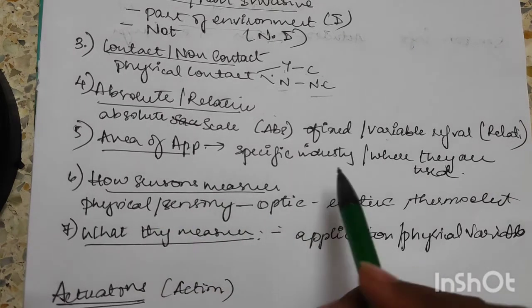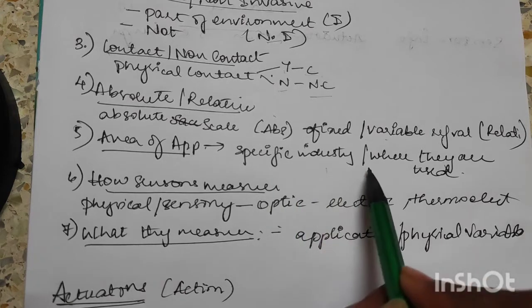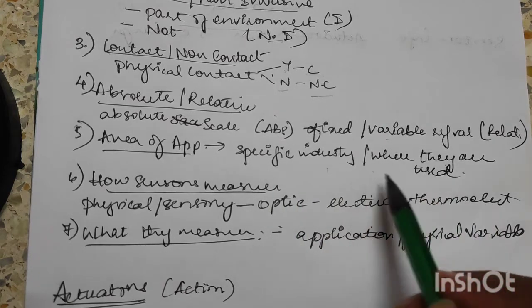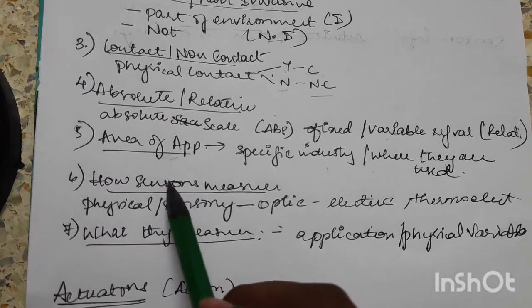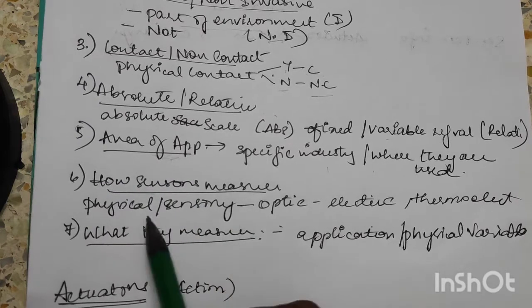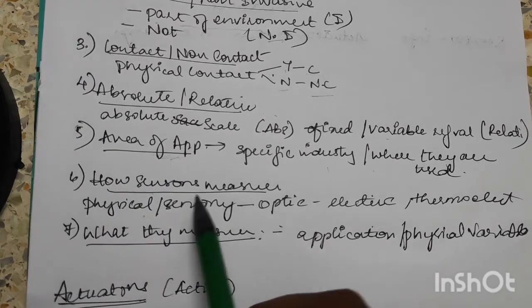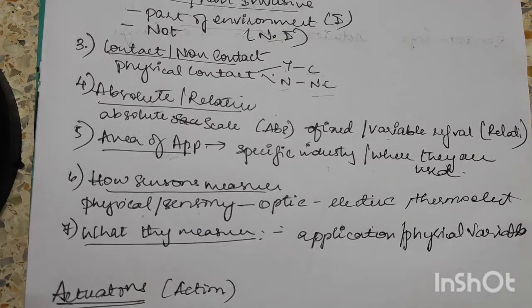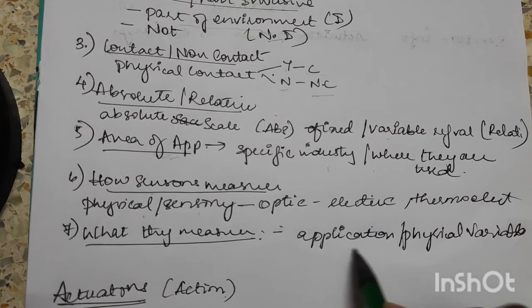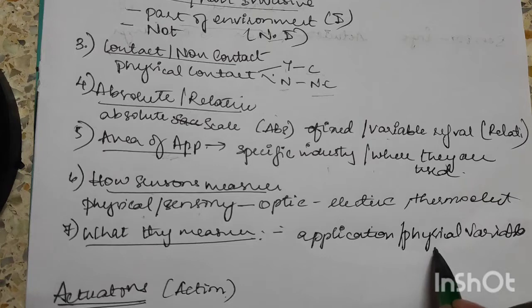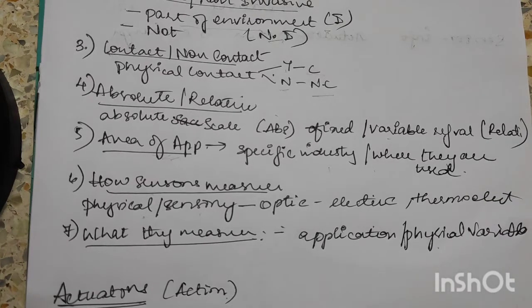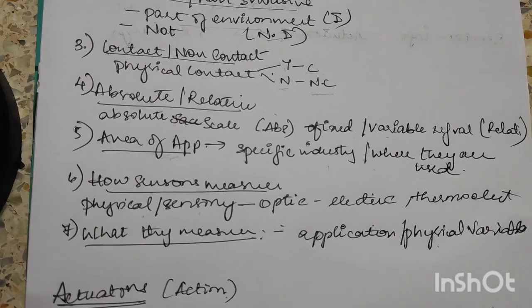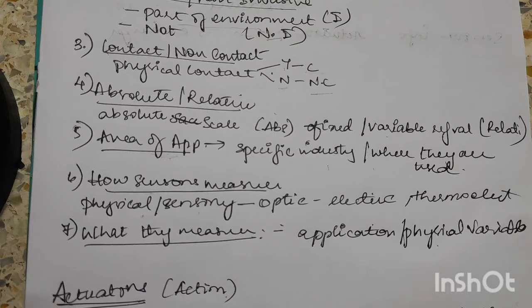new highest temperature if you keep crossing the highest temperature. Then you have area of application, that is, it is specific to the industries where they are used. Then you see how the sensors measure. It is either physical or sensory, that is, optic, electric, thermoelectric. And then what they measure, the application of physical variables. So you see what they measure: if they measure heat, light, or something else.